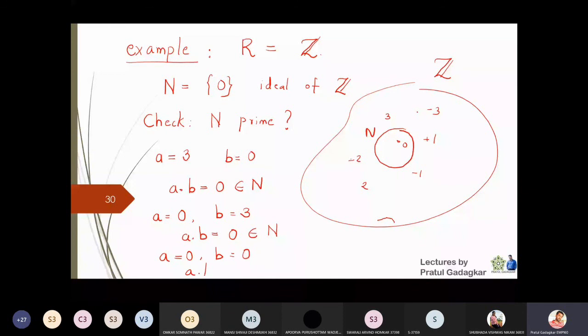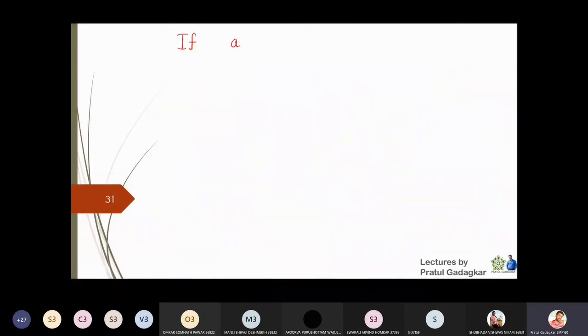You cannot choose A equal to 2 and B equal to 3, otherwise the product AB will not go inside the ideal because the product must be 0. So this indirectly tells us that if A into B is inside N, then A into B must be inside singleton 0. This means the product AB must be equal to 0, because there is only one element in this set. Therefore, AB must be 0. And A and B are any integers, right?